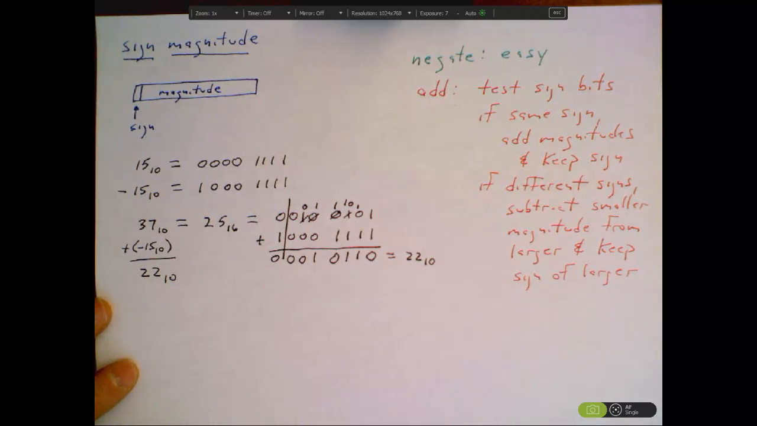But note, it is complicated, right? I've got to check the sign, and then I have two cases depending on whether it's the same sign or not, and if it's different signs, then I've got to figure out which one is the smaller of the magnitudes, and I've got to subtract. So subtraction here is fairly complicated.